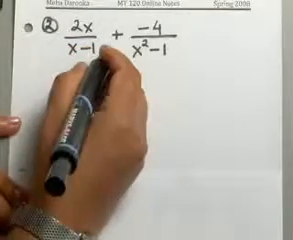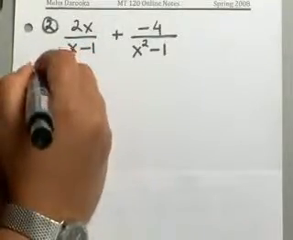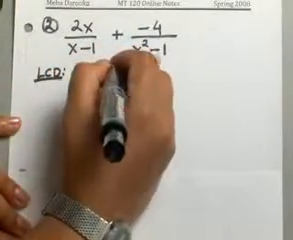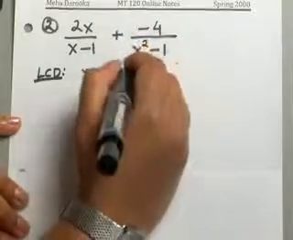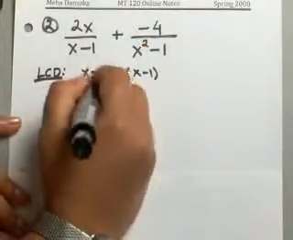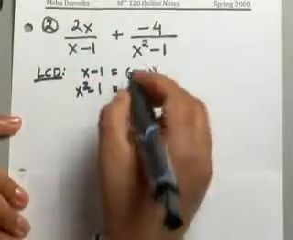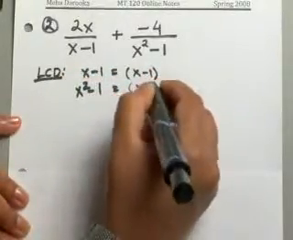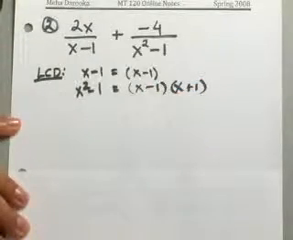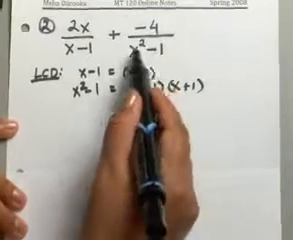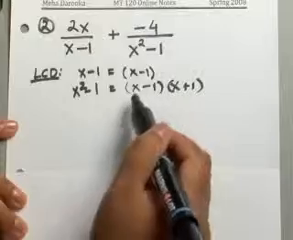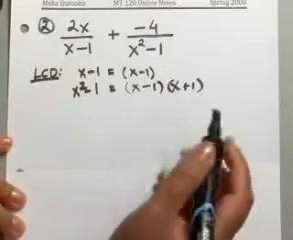So looking at our denominators here, you have x minus 1, which in its factored form will still be x minus 1. There's nothing you can do. X squared minus 1, you can factor that into x minus 1, x plus 1, because again this is a difference of squares. You have basically x squared minus 1 squared, so you can factor that into x plus 1, x minus 1.